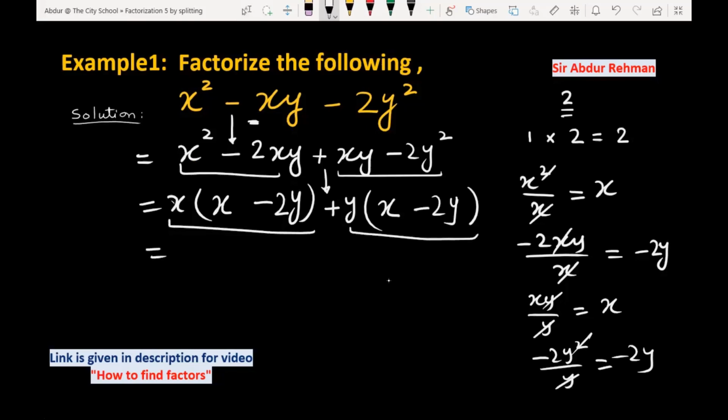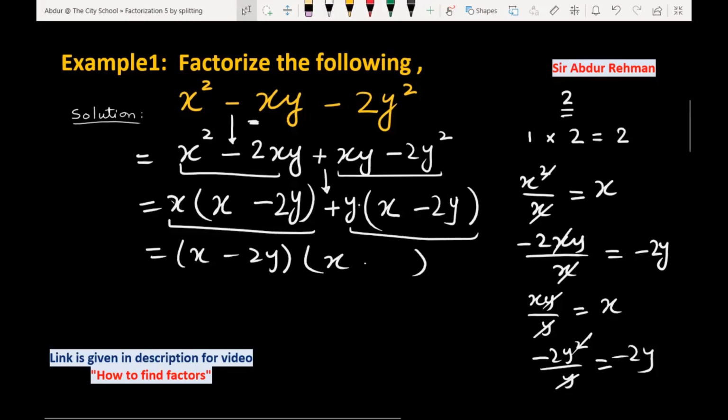Now, by taking common as x minus 2y, the other factor will be x plus y. These are the factors of x square minus xy minus 2y square. This is the answer.